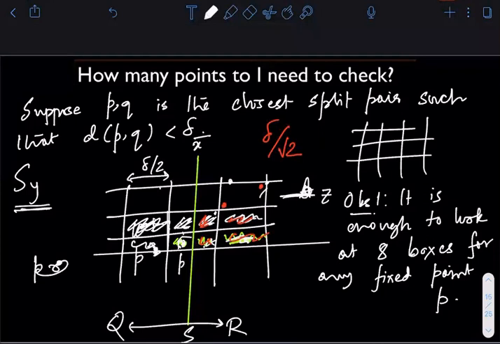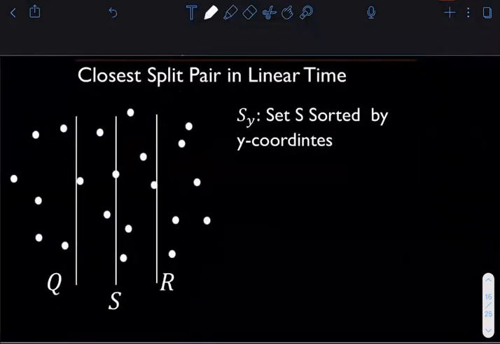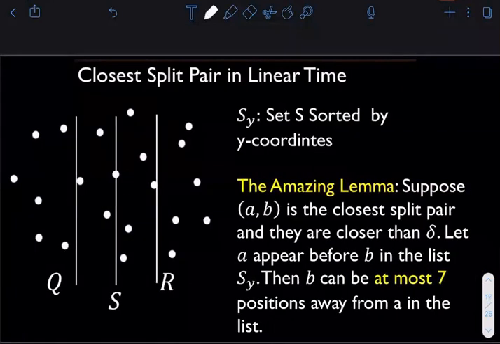Okay, let's now write it. This is essentially the lemma that we proved: suppose AB is the closest split pair and they are actually closer than delta, and if A appears before B in this list SY, then B can be at most 7 positions away from A in that list. So this is all that we have proved.